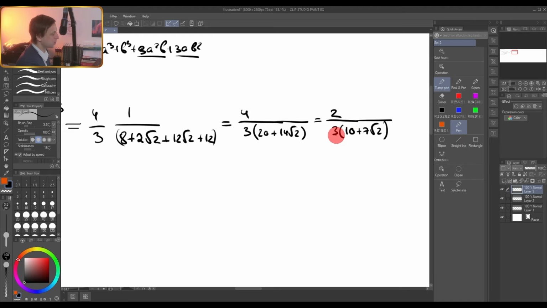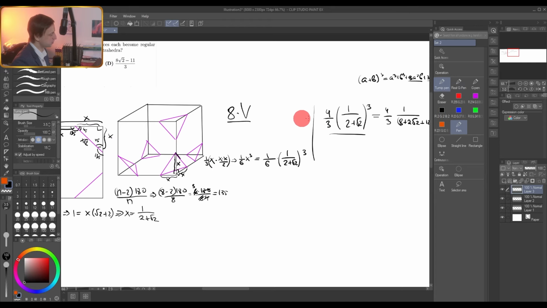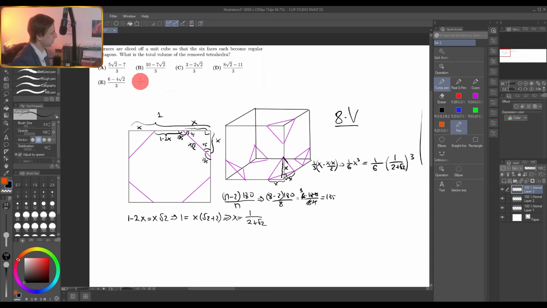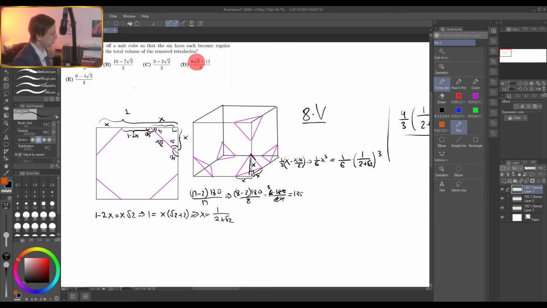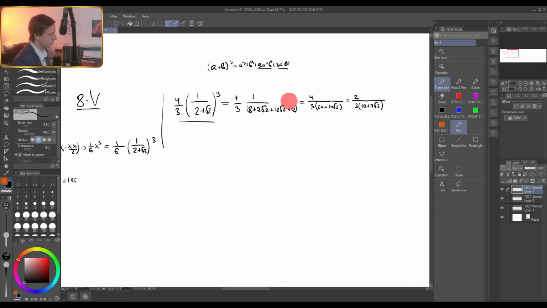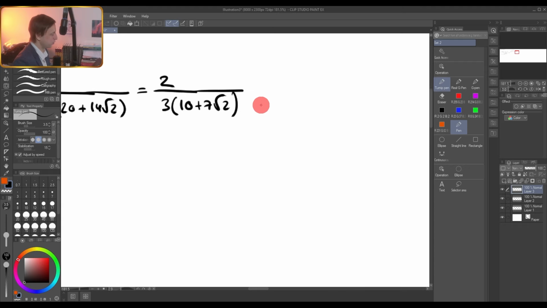And again, this is a little bit better, but it still doesn't look anything like these results. And in order for us to get rid of these square roots on the bottom, we will multiply this fraction by 10 minus 7 square root of 2 and 10 minus 7 square root of 2. It's also a very common thing.